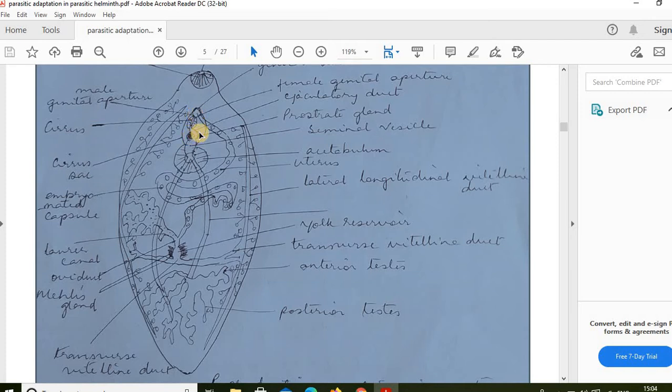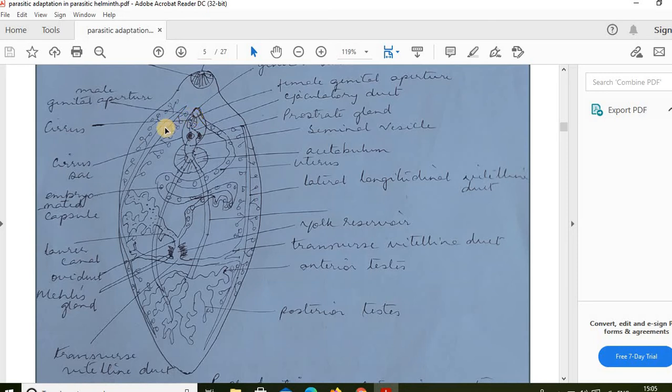Then there is the prostate gland. The ejaculatory duct is surrounded by this prostate gland, which secretes an alkaline secretion that helps in the movement of sperm during copulation. The testis produces sperm, which moves to the ejaculatory duct and is stored, and the sperm comes out through the genital aperture.